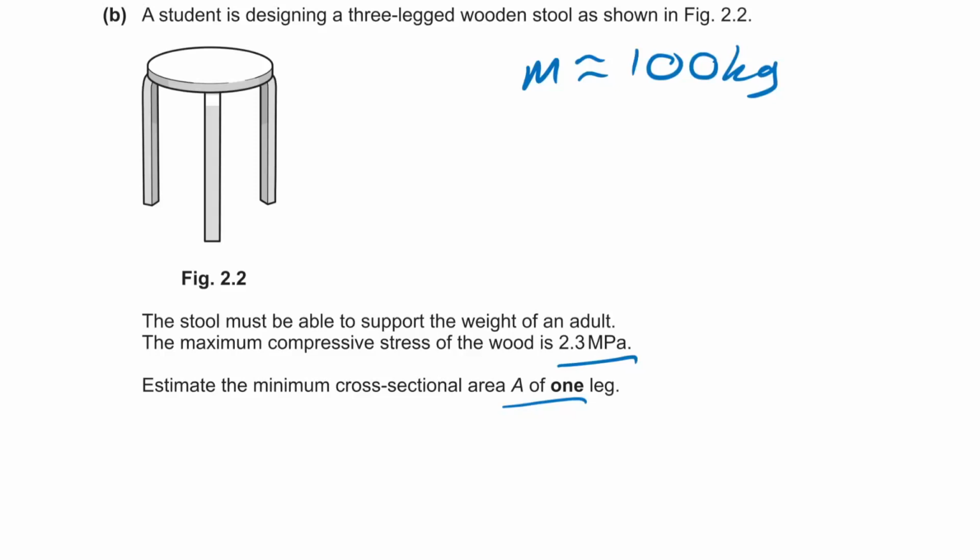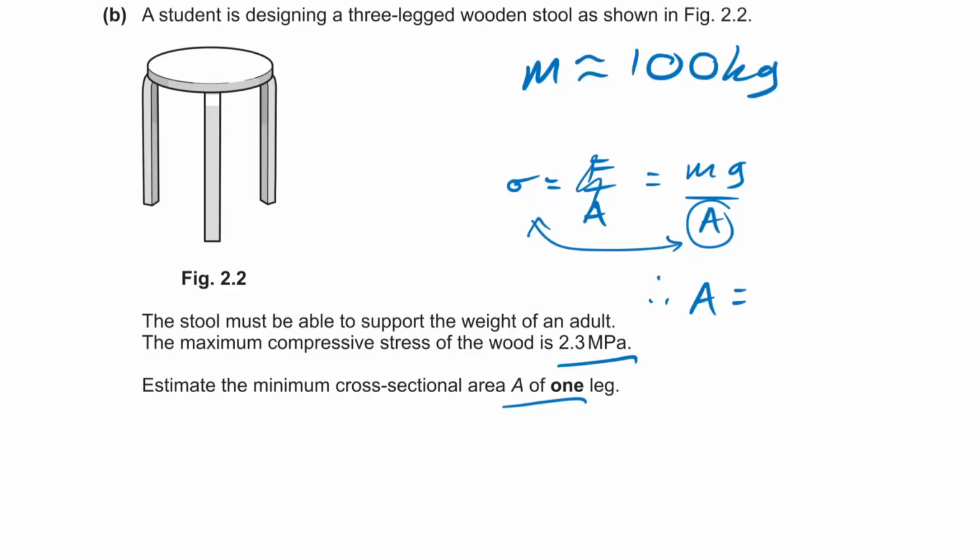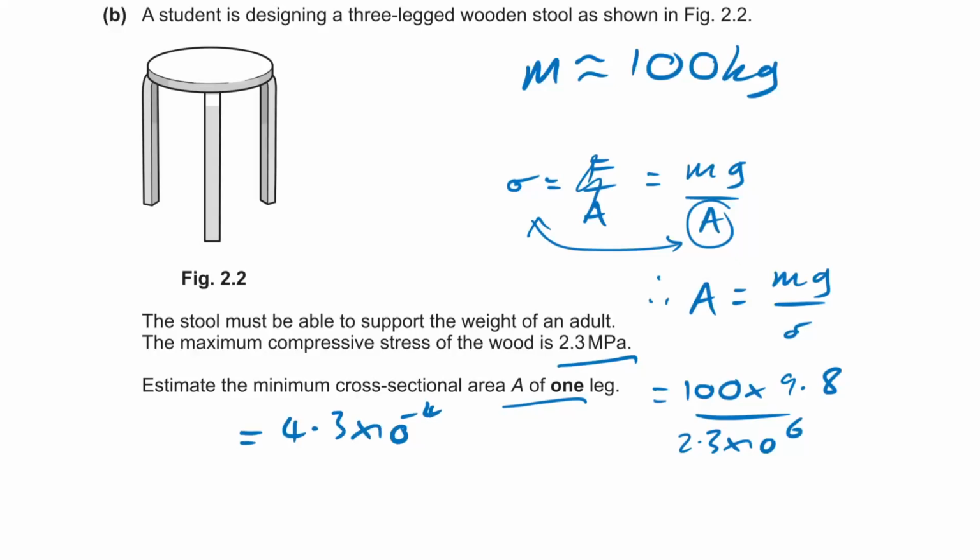So we know that stress is equal to force divided by area. Force in this case is going to be mg. We're trying to find area, so we're going to swap around those two. Therefore, area is equal to mg divided by the maximum stress. So that's 100 times 9.8 divided by 2.3 times 10 to the 6 pascals. And that gives us a total area of 4.3 times 10 to the minus 4 meters squared. Therefore, divide that by 3, and we end up with 1.4 times 10 to the minus 4 meters squared.